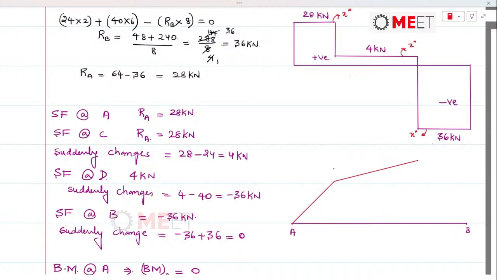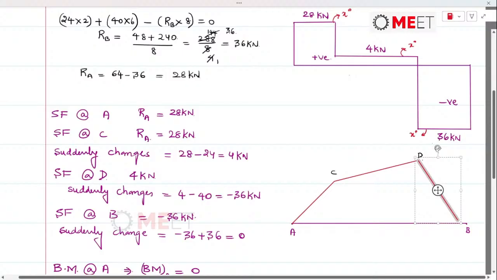This was point C, and this is point D, and bending moment at B we have calculated that as 0. So this would be 0. You can see here the lines have different slopes. Remember that and try to highlight that properly so that the examiner knows you have the understanding of the concept.